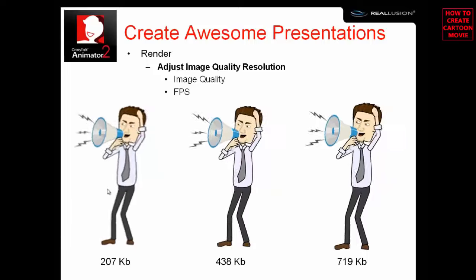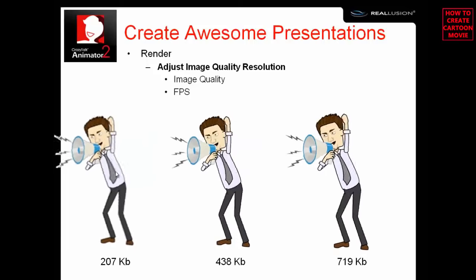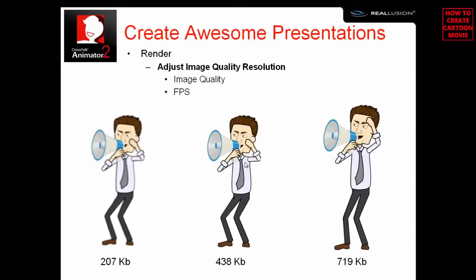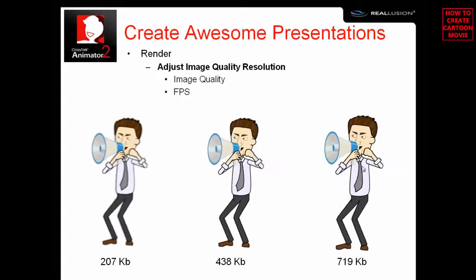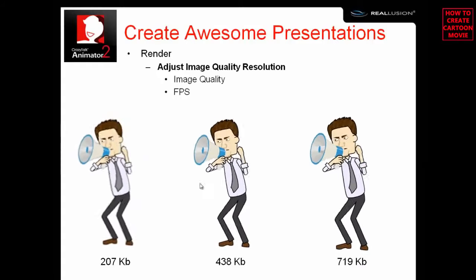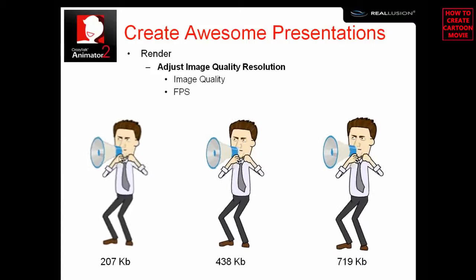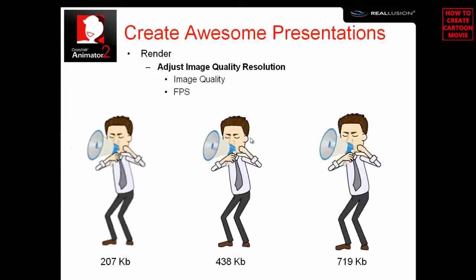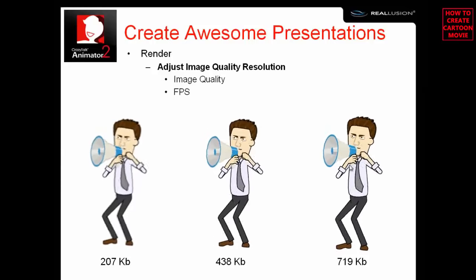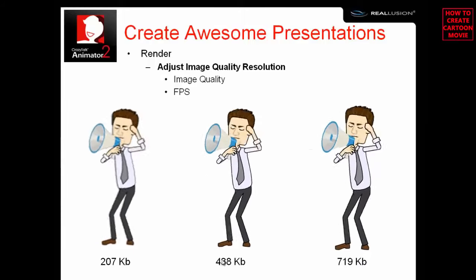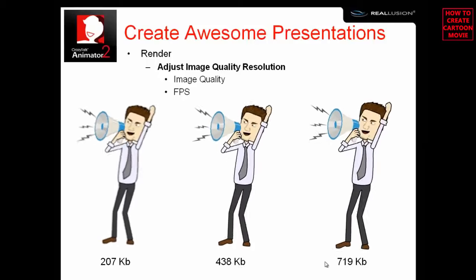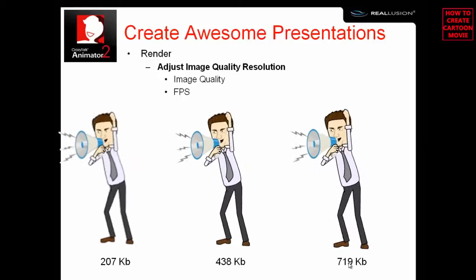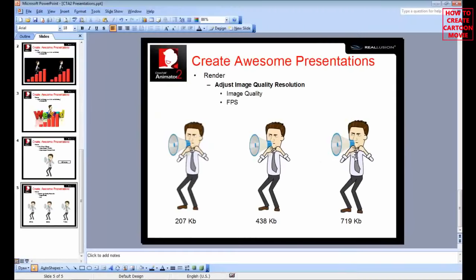Notice that in the first one, image quality 1, this is the quality that we get. Image quality 3 is this one in the middle, and then image quality 5 is the last one. Now we can see a big difference between number 1 and number 5. We can even see a difference between number 1 and number 3. But when we're comparing number 3 with the last one, number 5, they look very similar. And if you look at the size, it's almost double. The first one is 207. The next one is 438. That's double. And then 719, almost double. So the best thing for us would be just to choose the one in the middle.